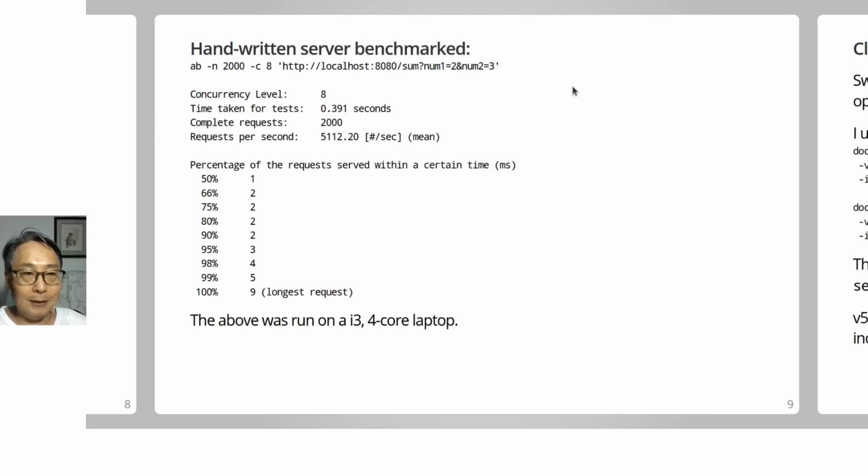I benchmarked this using Apache Bench. 2,000 requests with a concurrency level of 8. It took about 0.4 seconds. And I managed to get about 5,000 requests per second. This was on a 4-core i3 laptop, and the 99th percentile took 5 milliseconds to respond. The longest request took 9 milliseconds.